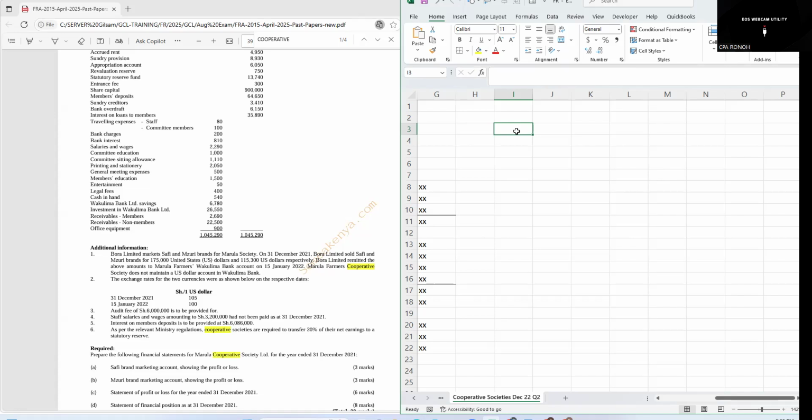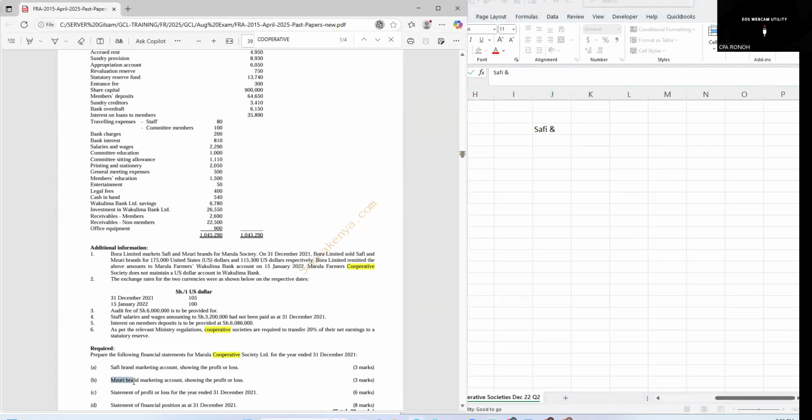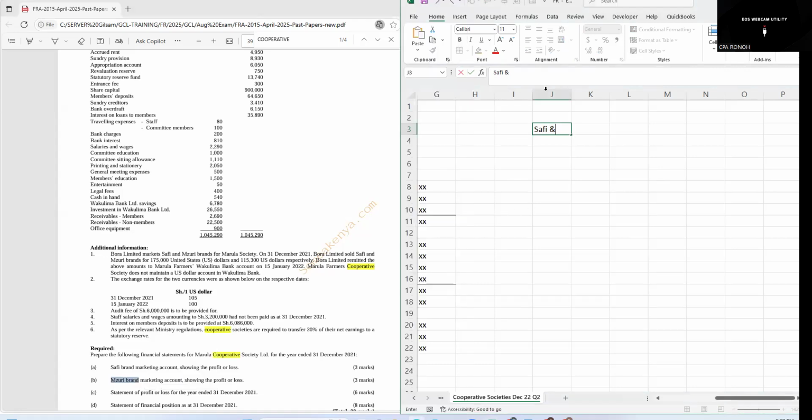Now, number 6, as per the relevant ministry regulation, cooperative societies are required to transfer 20% of their net earning to the statutory reserve. Okay. Now they need the Safi brand marketing account showing the profit or loss and Missouri brand marketing account showing the profit and loss. So we can prepare the two. So we will prepare Safi and Missouri brand income statement.